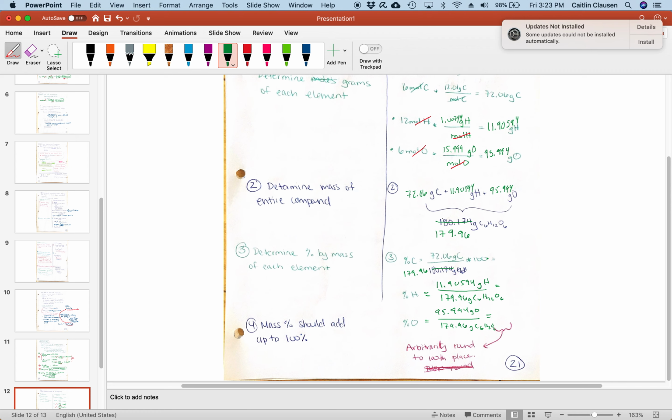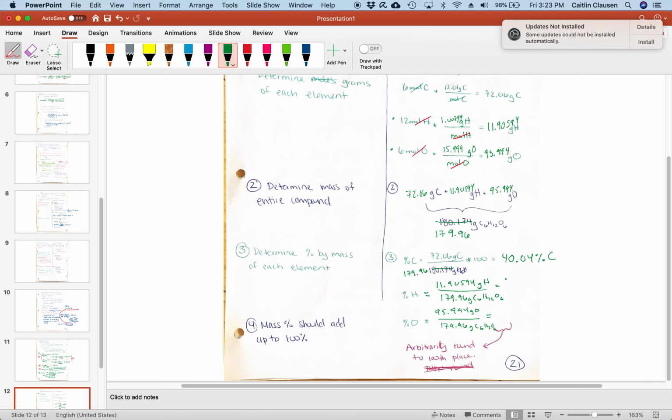And your answers here are just arbitrarily rounded to the hundredths place for step 3 only. So here I get 40.04%. 40.04% carbon.